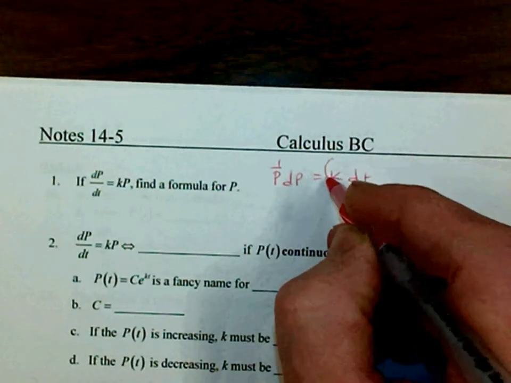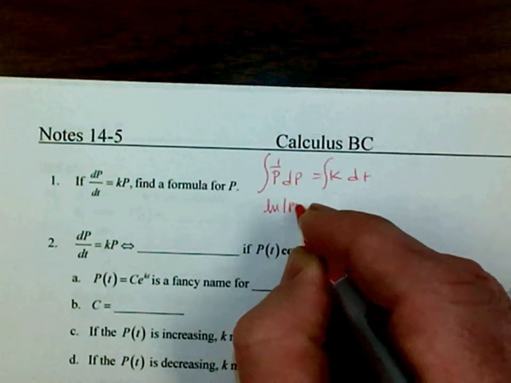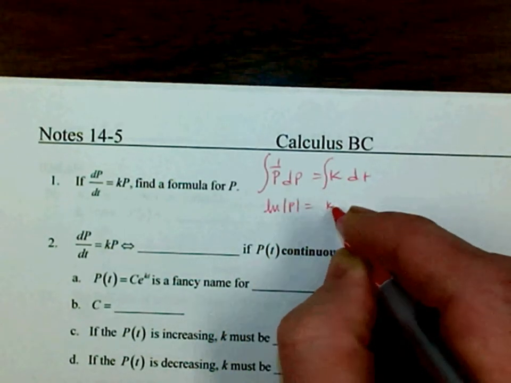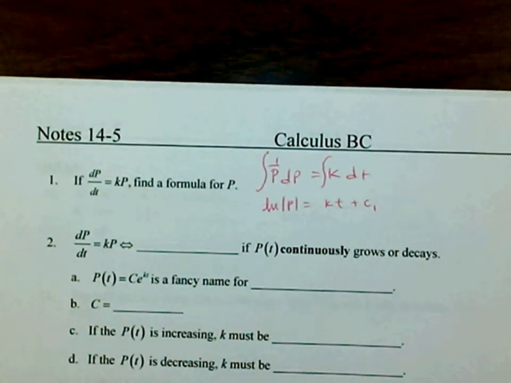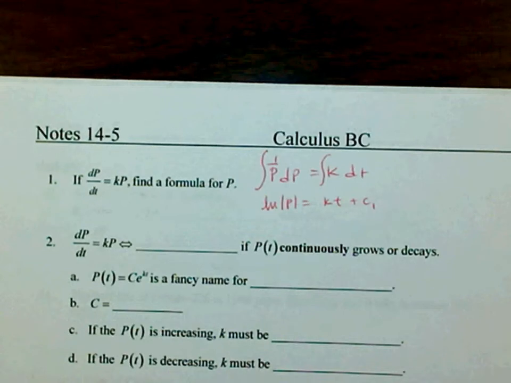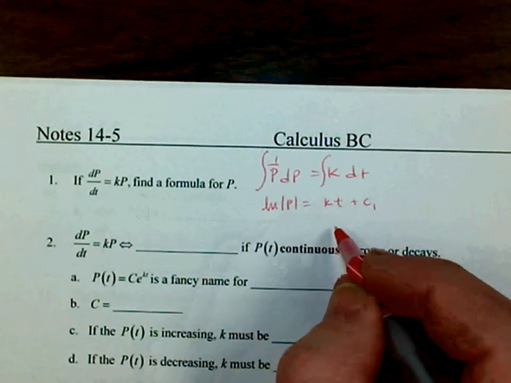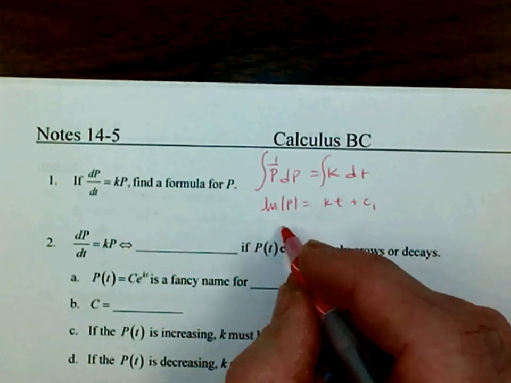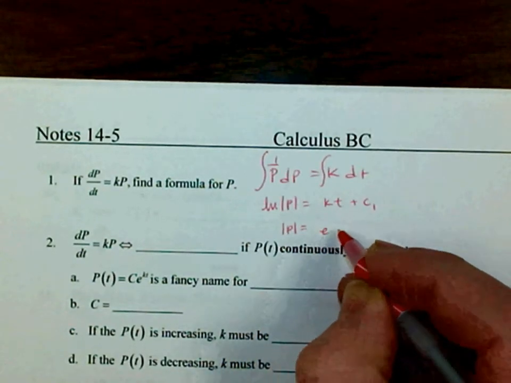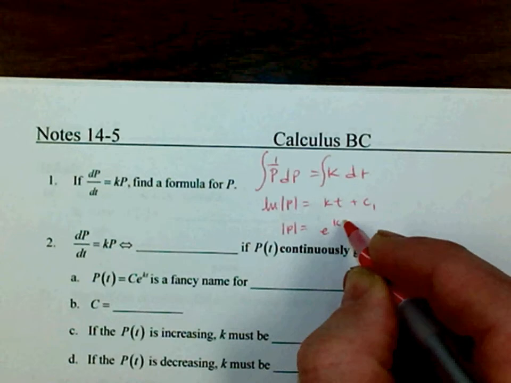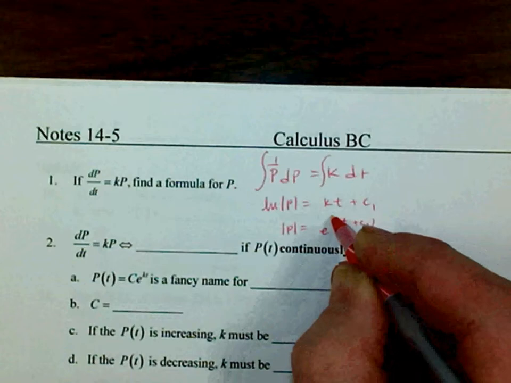If we integrate both of those sides, this will give us the natural log of the absolute value of P equals k times t plus some value c. I'll put this as c1. To get rid of our natural log, we'll raise everything to the power of e, which means this will simply be the absolute value of P equal e to this whole quantity, k times t plus c1.